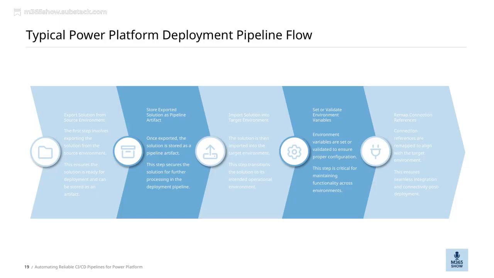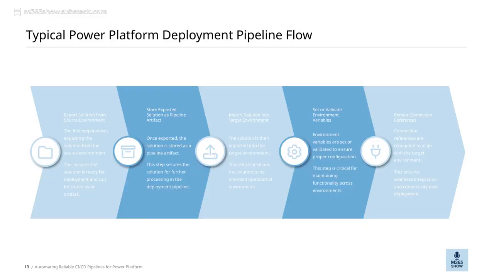Following that, we set or validate environment variables. This step is vital because it ensures that the configuration settings are correct and consistent across environments, maintaining the solution's functionality. Finally, we remap connection references and set environment variables, which collectively help maintain a smooth transition and reliable operation across different environments. This pipeline flow highlights the importance of automation and precision in deploying solutions confidently and efficiently in the Power Platform.